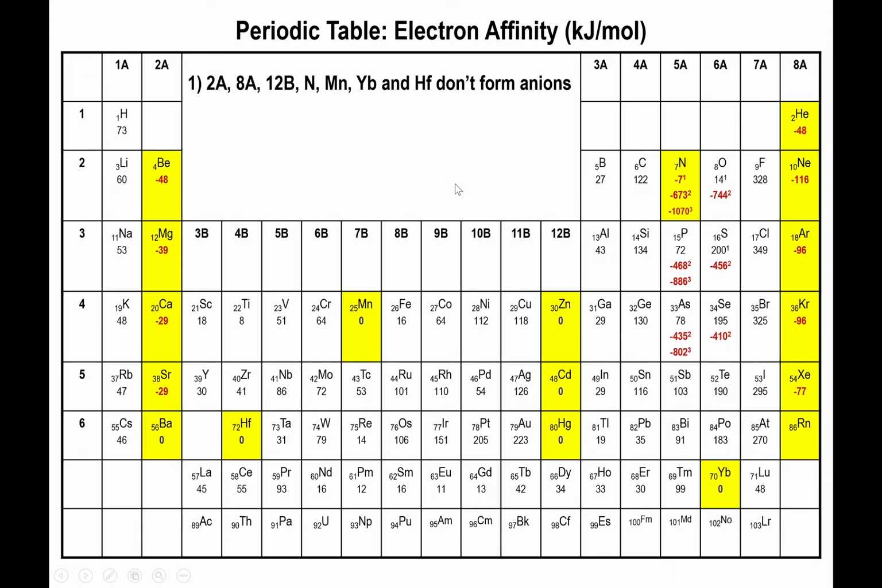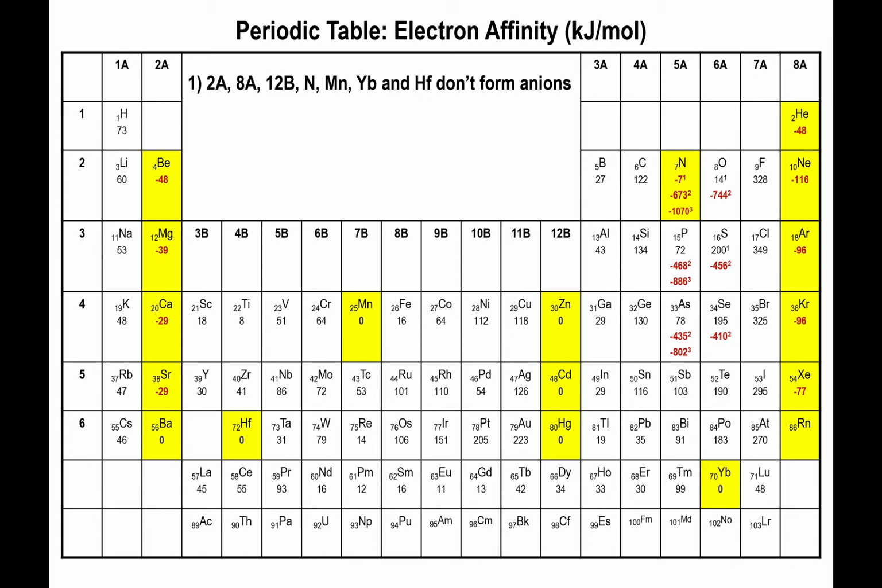All right, now, as we can see from the table, the elements that have negative values, like the alkaline earth metals, nitrogen, the noble gases, and then elements like manganese, hafnium, zinc, cadmium, mercury, and ytterbium, all those values that are either zero or negative tell you that there is no benefit to having an electron present to form an anion with these elements. So they don't form anions by themselves.